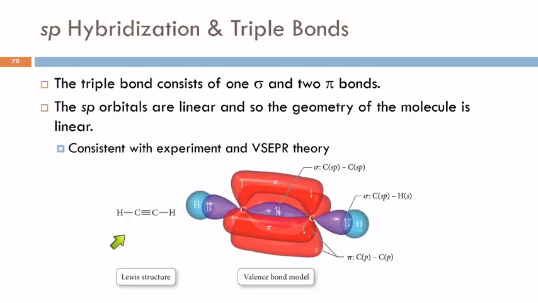VSEPR theory tells us this is going to be linear as well, because you look at this carbon and it has 2 groups. 2 groups make a linear shape. There are no lone pairs. And this one has 2 groups in a linear shape. So VSEPR theory predicts that this molecule is linear, and valence bond theory predicts that as well. Any questions?